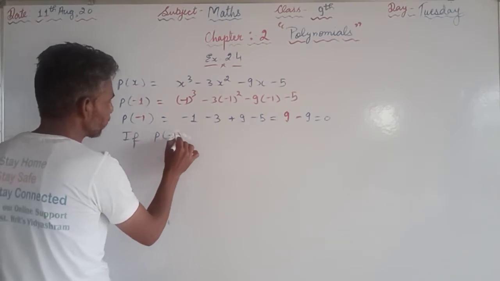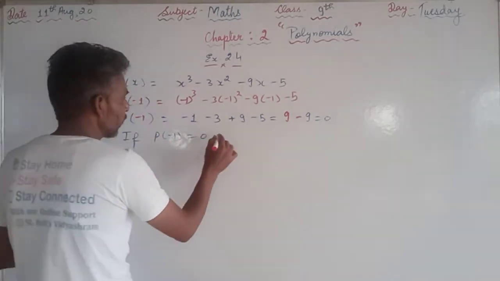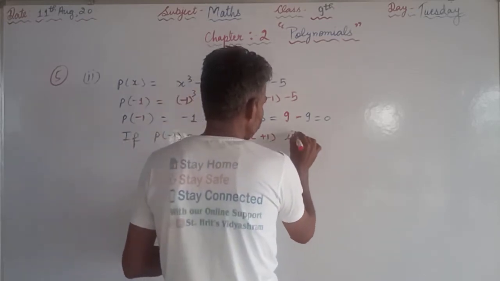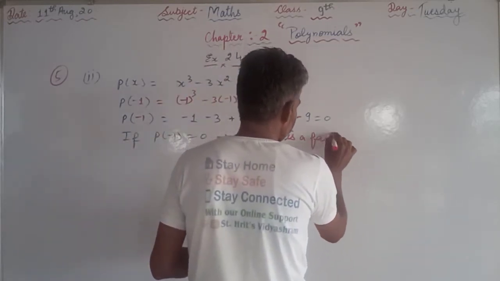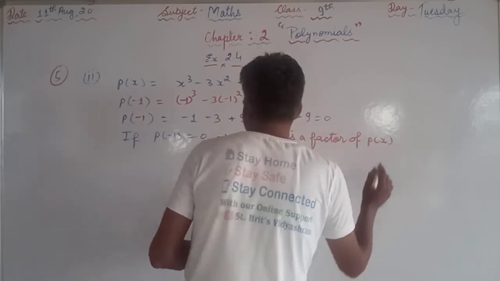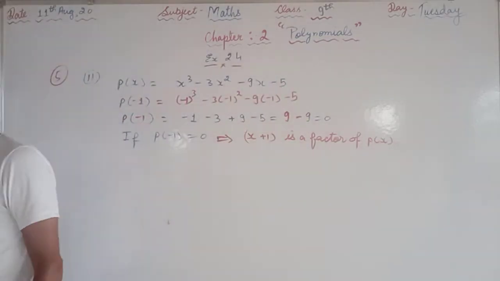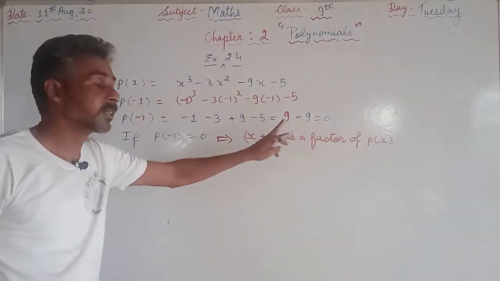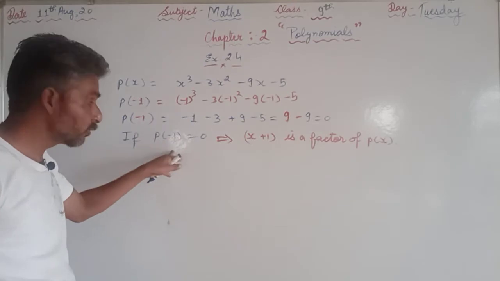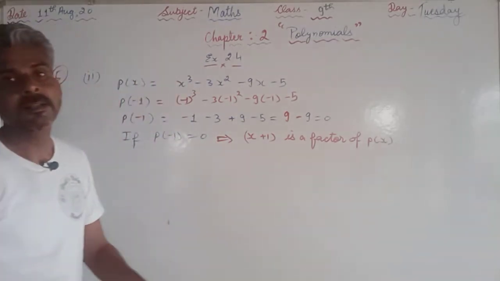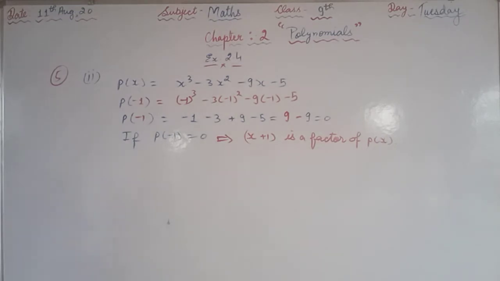If p of minus 1 is equal to 0, it implies x plus 1 is a factor of p of x. Now we got that p of minus 1 is 0, it means x plus 1 is a factor. If p of 1 would have been 0, then x minus 1 would have been the factor of the polynomial. So we got one factor.